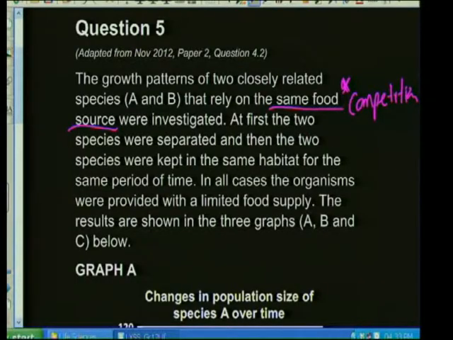So we had species A and B separate in the beginning, for, let's say, 7 days. Let's take 1 week. We then put them together and kept them together for exactly 1 week. Remember, it's an experiment. We want to make sure our variables are correct. In all cases, the organisms were provided with a limited food supply. Ring bells again, competition. Limited food supply, they are going to compete. If it's not with each other, with themselves as well.